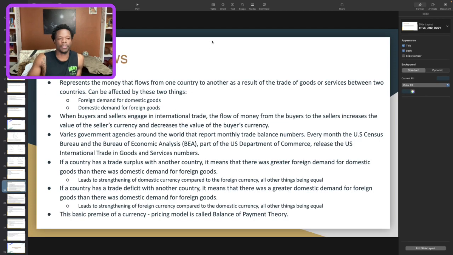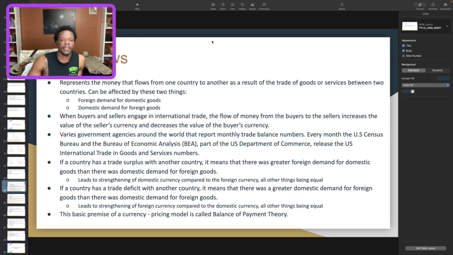For example, trade flows essentially represent the money that flows from one country to another as a result of the trade of goods or services between two countries. It can be affected by these two things: foreign demand for domestic goods or domestic demand for foreign goods.